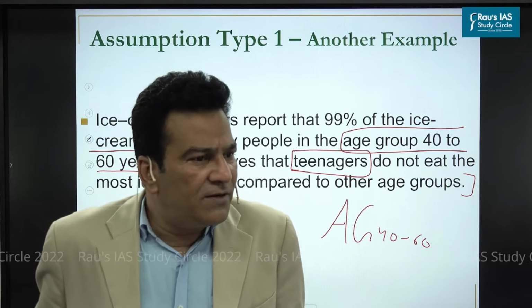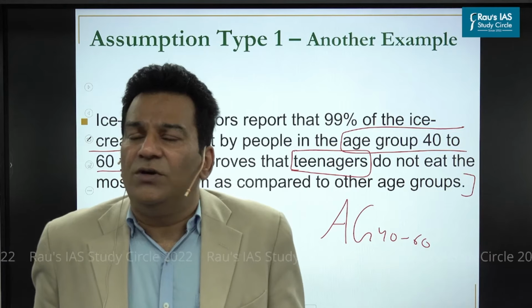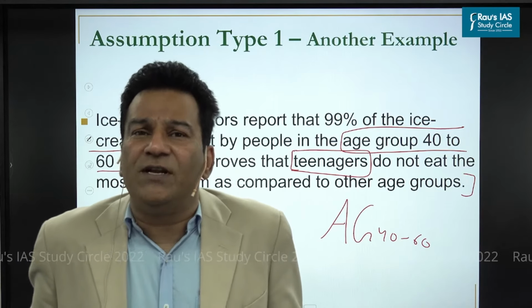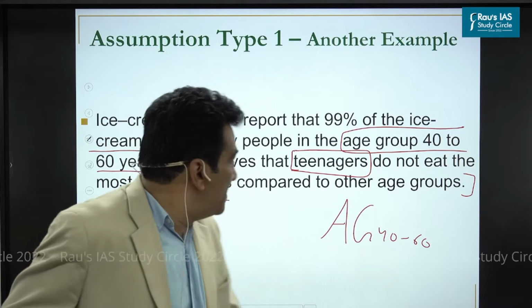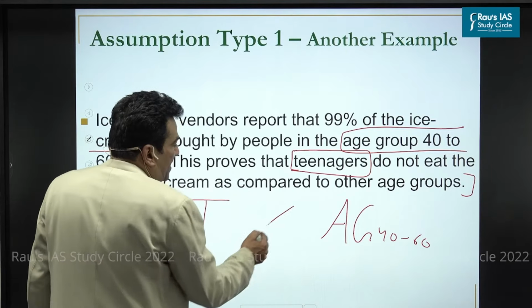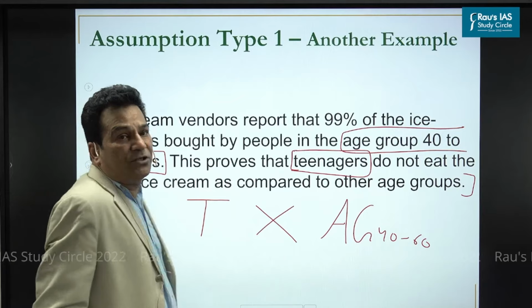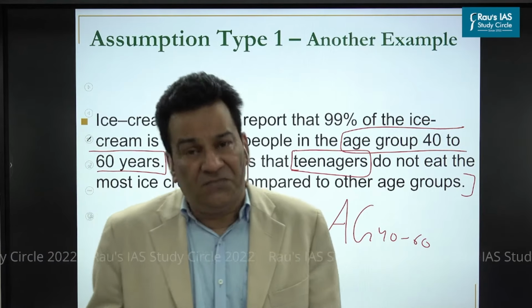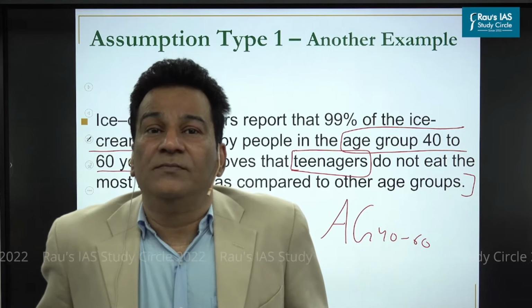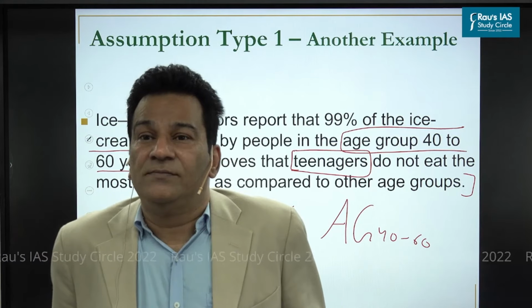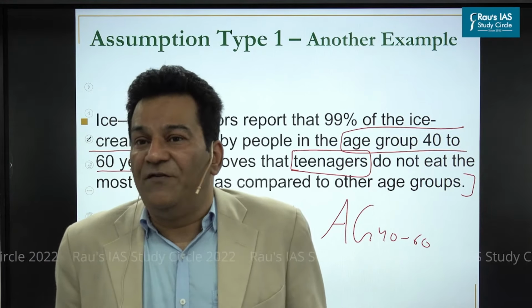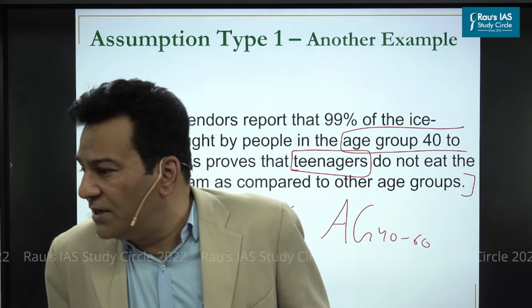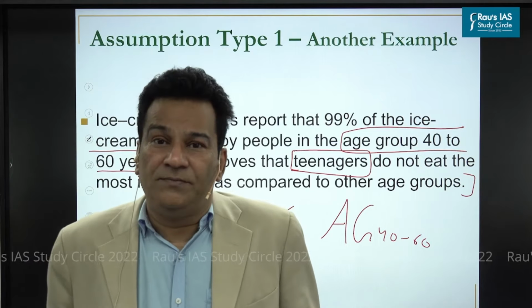You're right, perfectly right. For this argument to be right, should teenagers belong to the age group or not belong? They should not belong. So the simple assumption out here is teenagers do not belong to the age group 40 to 60 years. Does it strengthen the conclusion? Yes, it does. If teenagers belong to the age group 40 to 60 years, then this argument is wrong.